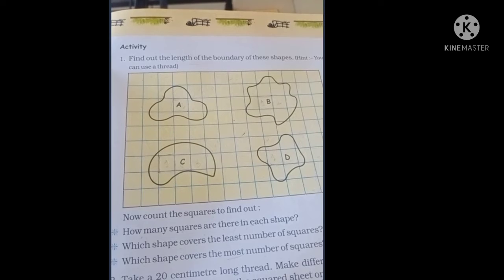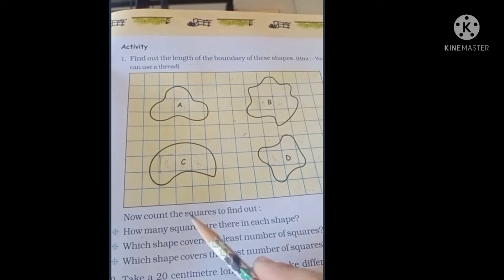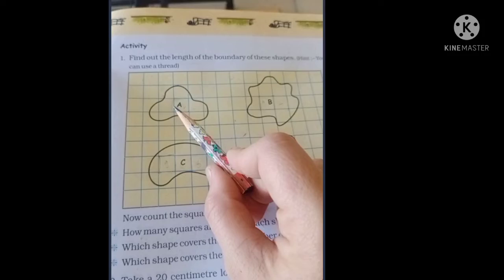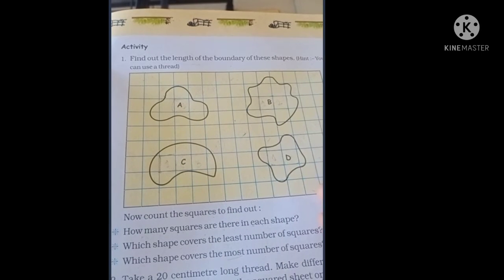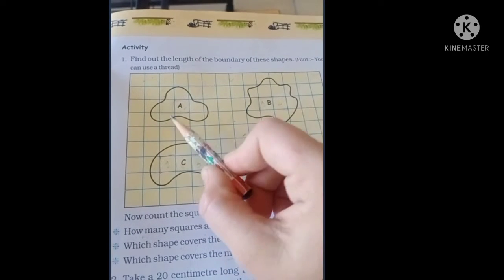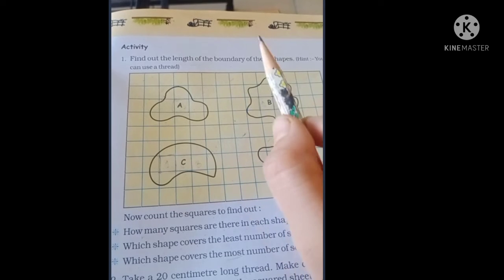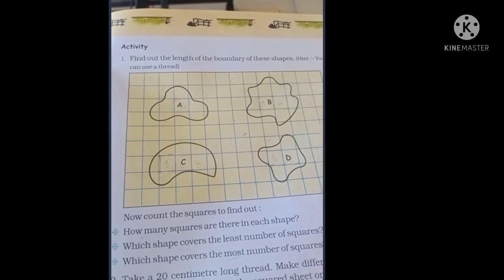Okay, now so till now we have seen about the perimeters. ओके, हमने perimeters देखा था. Now we will find out the area, means we have to count the number of squares which are occupied by all the given figures. Okay, so students, here we will count only the full squares, जितने full square cover हैं, हाफ है या थोड़ा सा भी बाकी है, वो squares को हम count नहीं करेंगे.